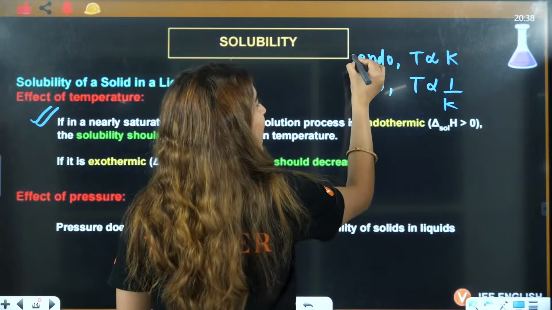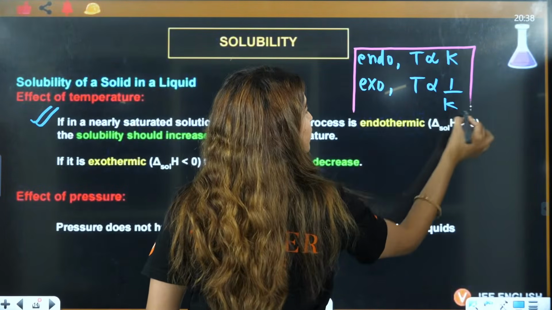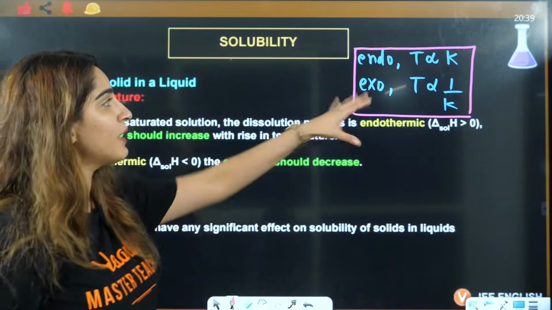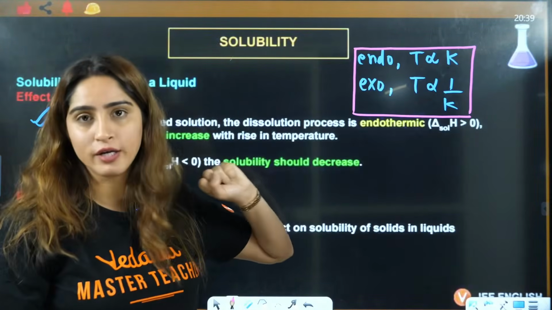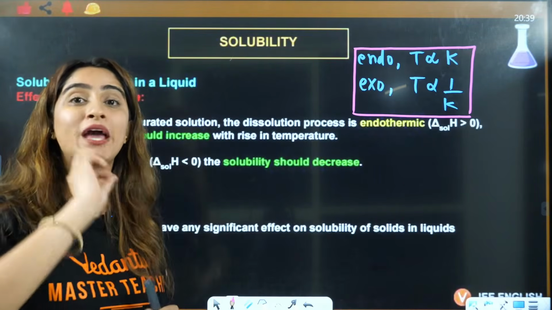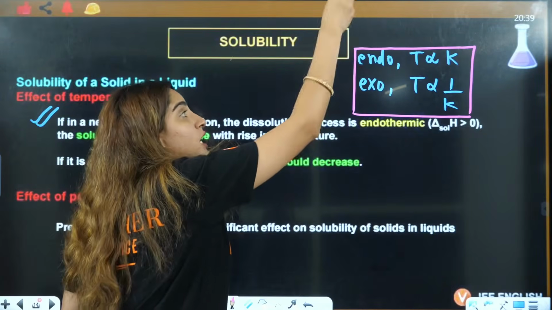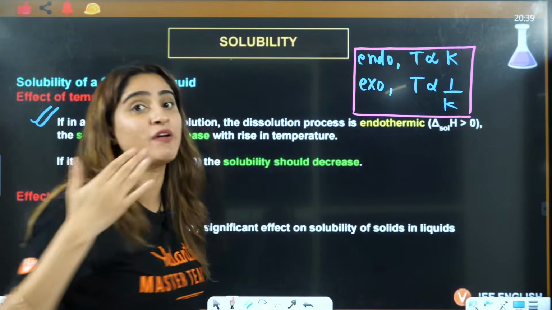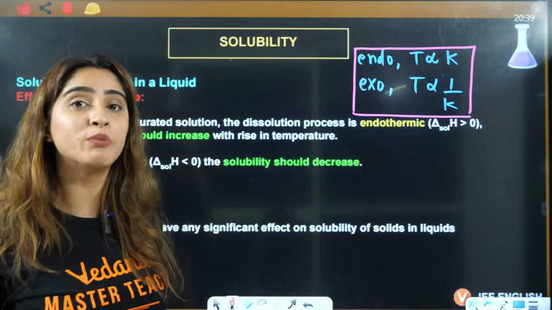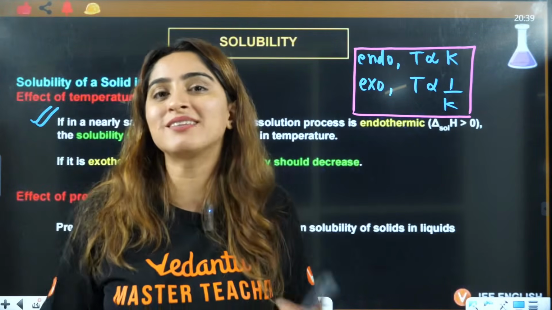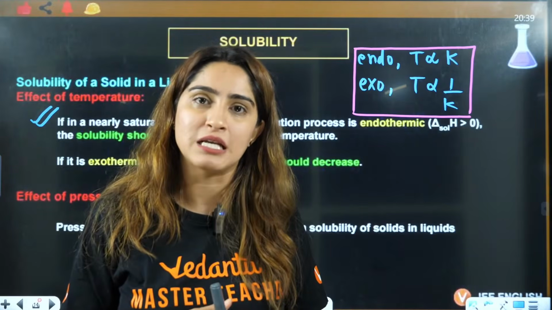Now, this is from the equilibrium chapter we have, right? This is endothermic, exothermic. If you remember this, it will be already sorted. Endothermic means when energy is required, right? So when energy is required, that is an endothermic reaction. When you increase the temperature, solubility increases. And when you dissolve sugar into water, that is an endothermic reaction, right?